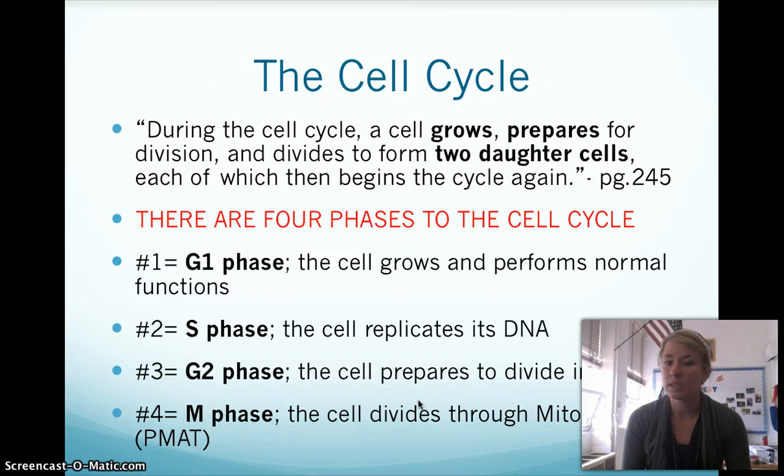So there's the whole cell cycle. It's the whole cell's life, and by definition, during the cell cycle, a cell grows, prepares for division, and divides to form two daughter cells, each of which then begins the cycle again. It's the definition of the cell cycle, and there's four phases: G1, S, G2, and M. G1, S, and G2 are all part of something called interphase, which means between. So it's between cell divisions are the three parts of interphase, and then we have mitosis, the M phase.